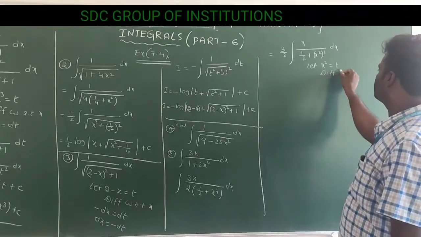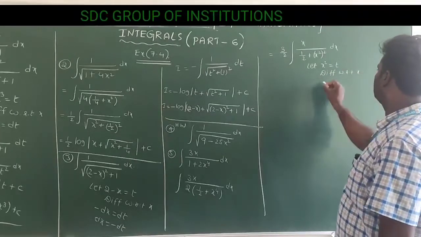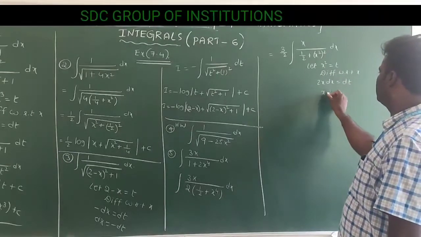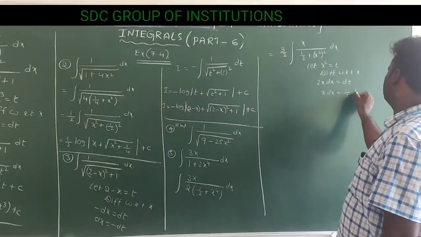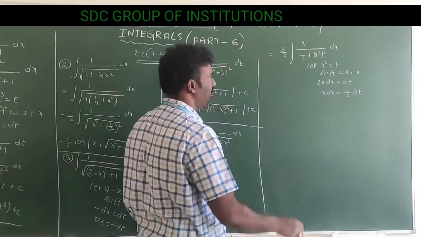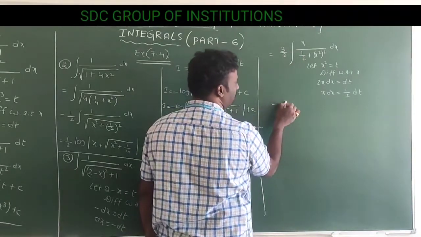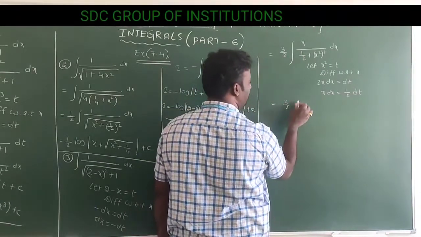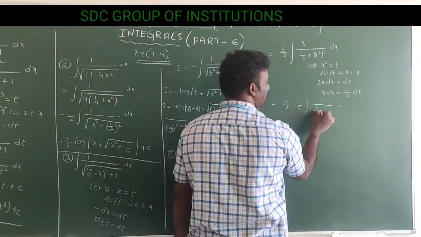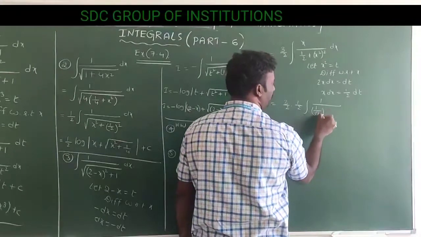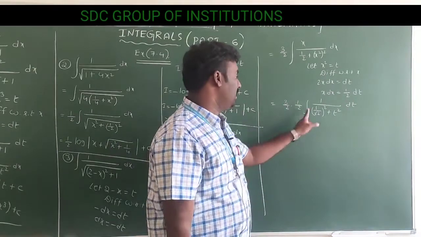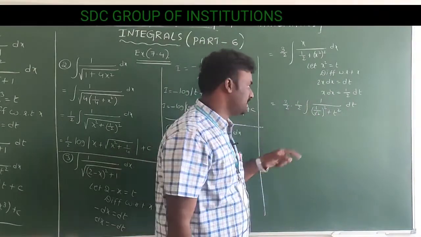Differentiate with respect to x. 2x dx is equal to dt. Send 2 that side. X dx is equal to 1 by 2 dt. Substitute this in the above equation. Already here 3 by 2 is there. Again 1 by 2 we will get. Then this 1 by 2 can be written as 1 by (root 2) whole square plus t square dt.